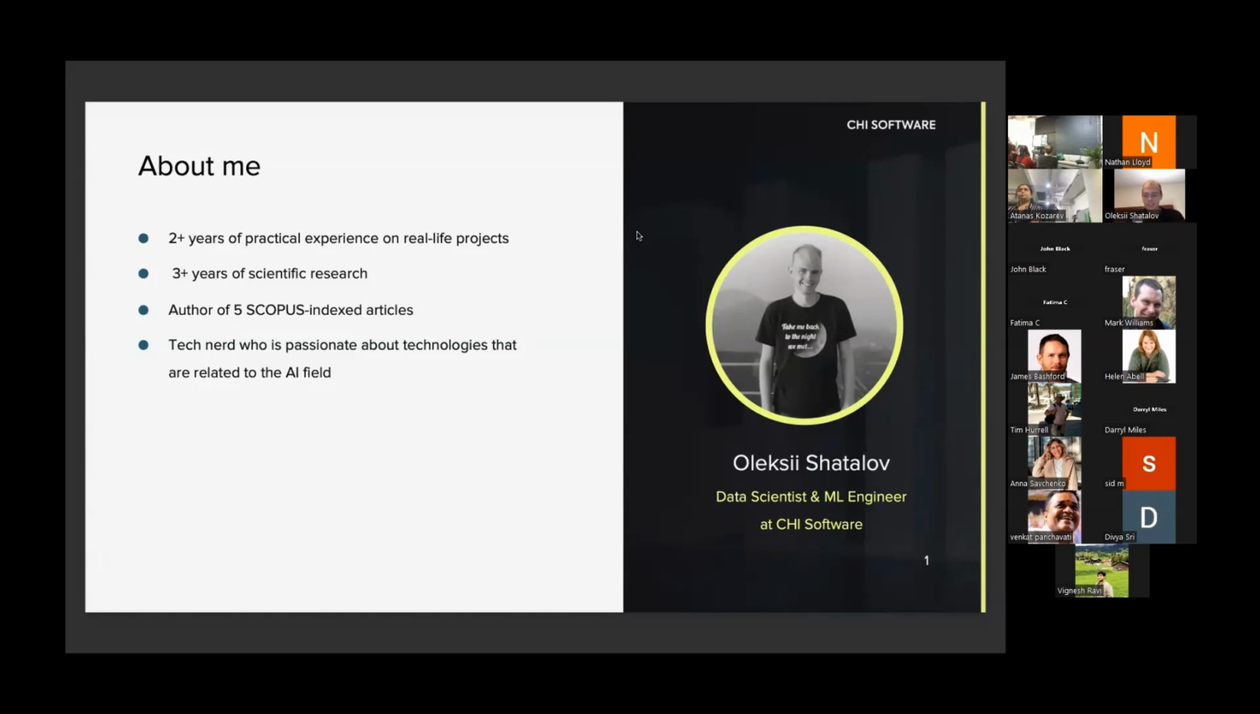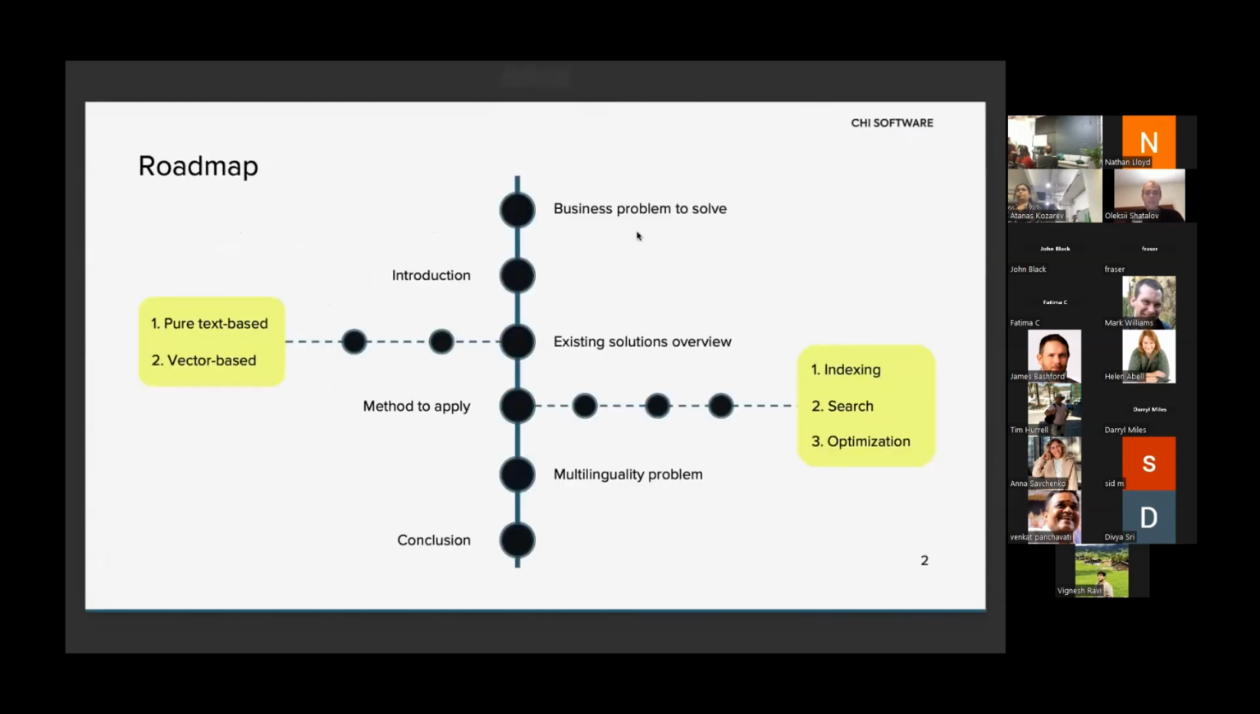Next slide, please. Here we see a quick roadmap of my report. First, we are going to define the business problem that we are going to solve. The next part will be the introduction. Then we will review the existing solutions for such a problem. Then we are going to discuss a method to apply. We will review the multilinguality problem, and then we will make some conclusions.